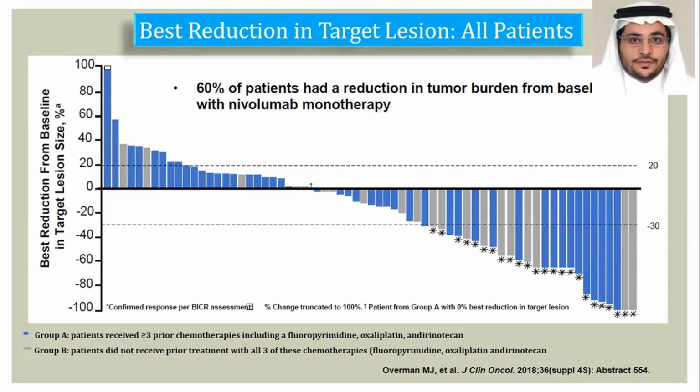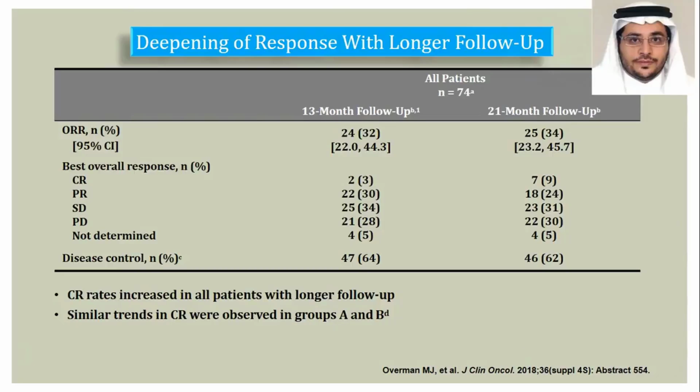Again, as you can see, there is a remarkable response for both group A and B. The overall response rate in this updated analysis, for 13 months, was 32%, and this is from the last ASCO two weeks ago. The most striking thing is the complete response, which reached almost 10% with the updated follow-up of patients at 21 months, and disease control was almost 62%, which is tremendous, huge.